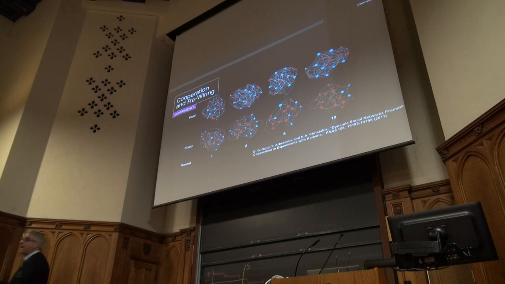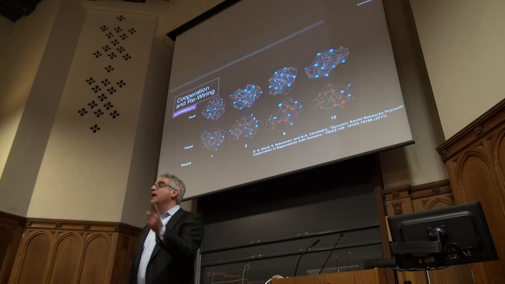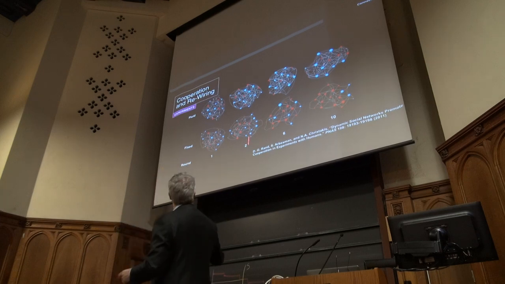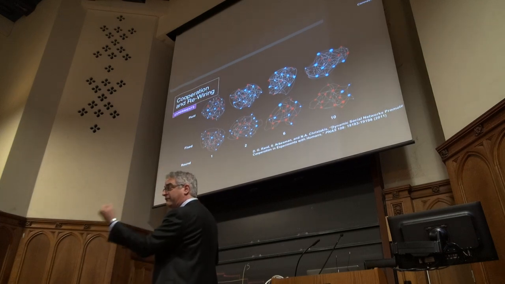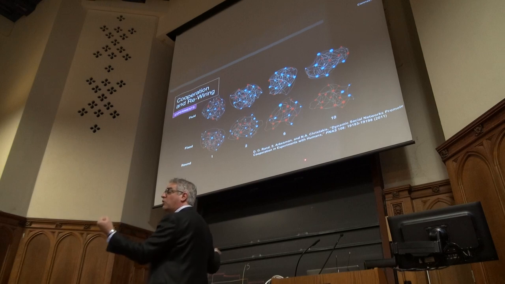And so what happens is, by the end, people engage in behavioral reciprocity, and they modify their behavior, and then they defect. And that's why in a fixed network, eventually cooperation disappears.